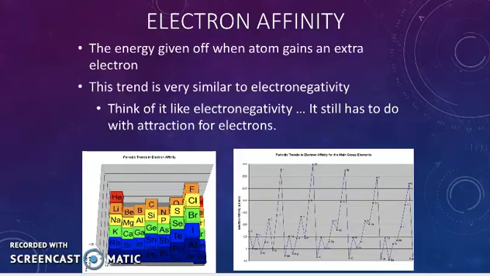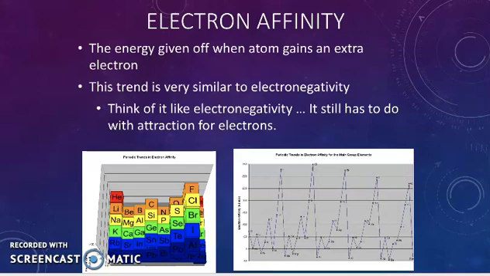Then we have electron affinity. Affinity really just means to love or be attracted to something. Elements that love electrons and will go through anything to gain electrons, thus they have a high electronegativity, also usually have a high electron affinity. Electron affinity means the energy given off when an atom gains an extra electron. This trend is very similar to electronegativity, so pretty much just think of it like electronegativity. It still has to do with the attraction for electrons.